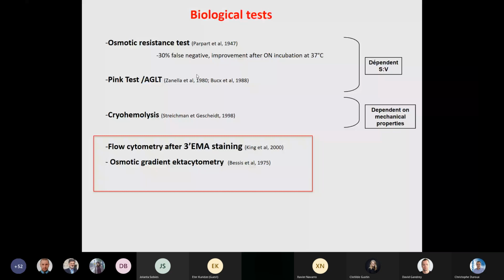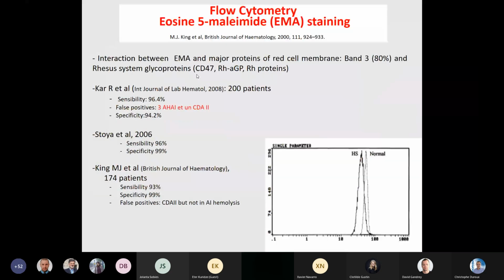So the first test that is used as a screening test is flow cytometry. It uses a dye, which is the eosin-5-maleimide, that is able to interact with major proteins of the red cell membrane, and mostly the protein band 3, but not only. Other proteins can also interact with this dye. So you have many publications that show that this EMA test is very efficient in terms of sensitivity, in terms of specificity to recognize spherocytosis.